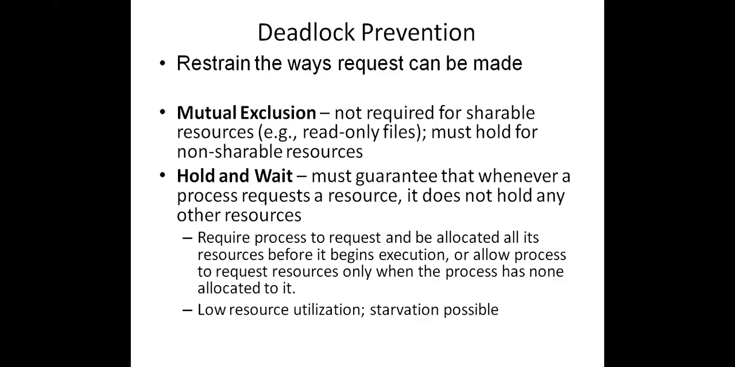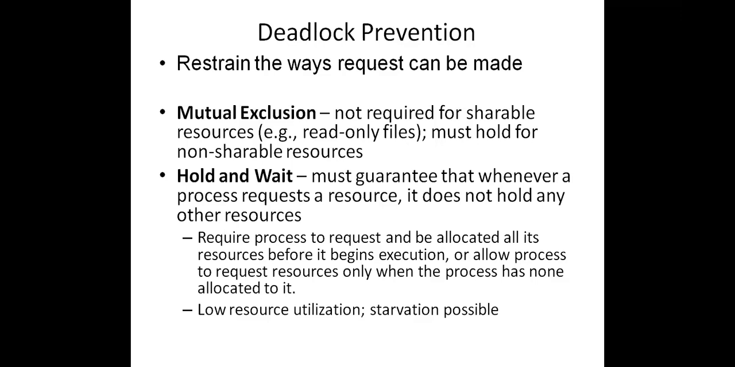Here the example is a file. A file can be read by any number of processes. Why? Because the file is a shareable resource. And the next one is hold and wait. So what is hold and wait? The process is holding one resource and requesting another resource which was allocated to some other process. For example, P1 is holding R1 and it is waiting for the resource R2 which was allocated to P2. That is called hold and wait.